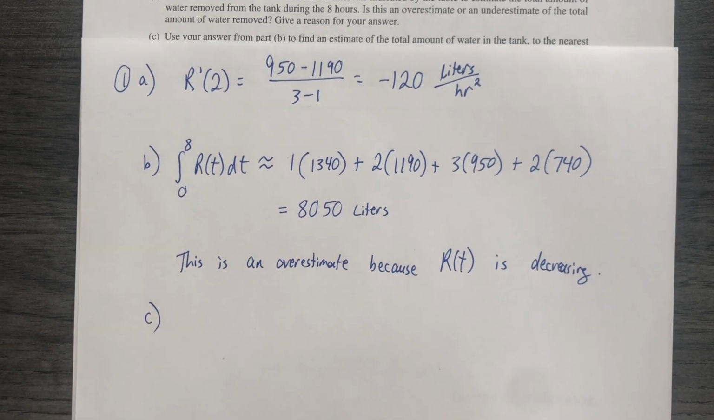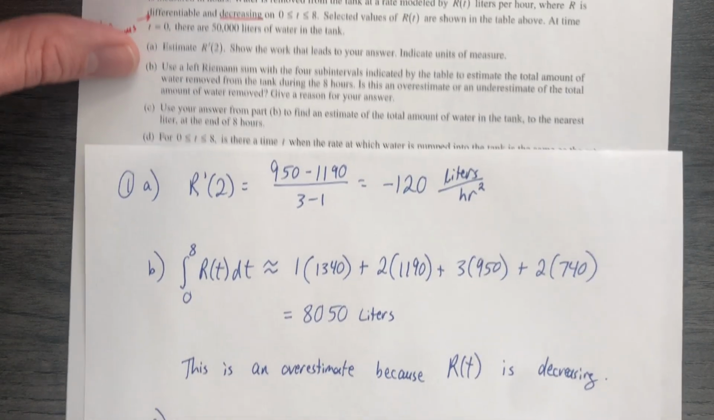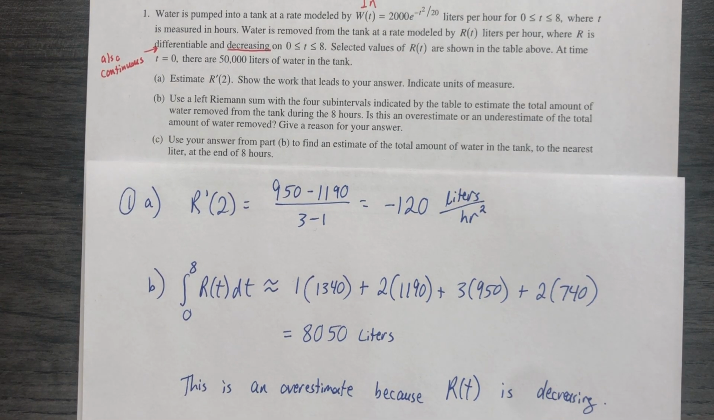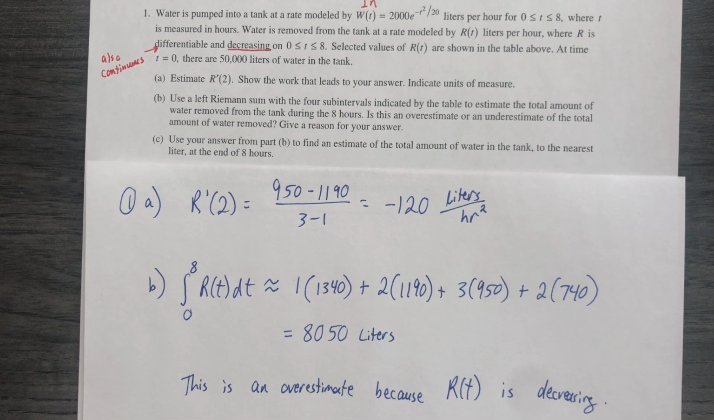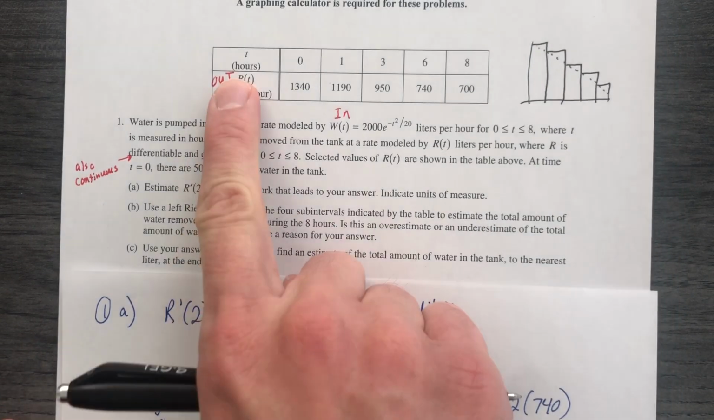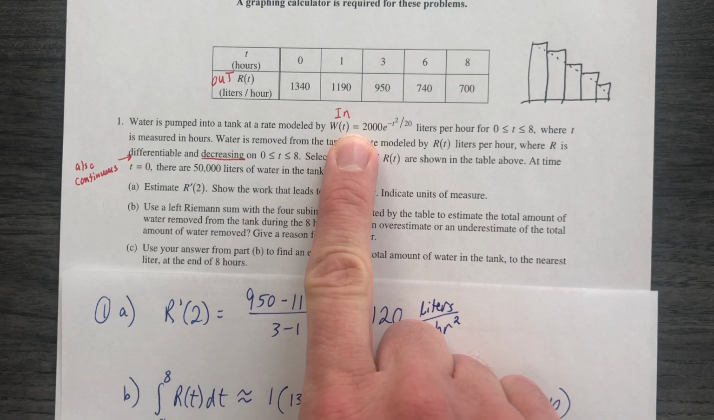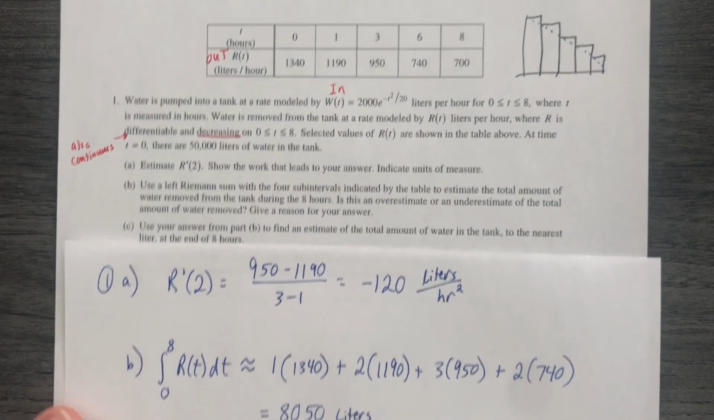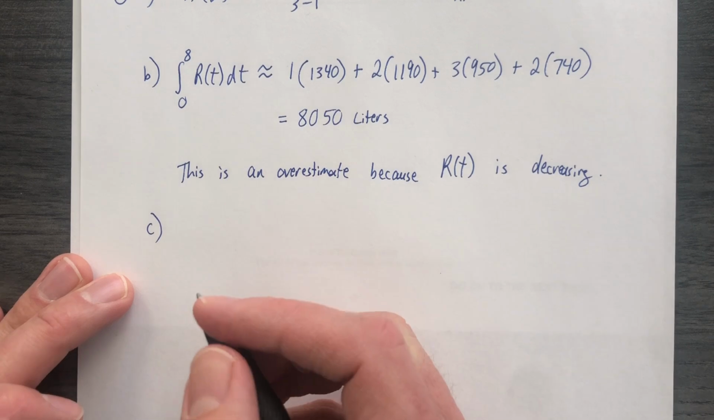Okay, let's read part C and see what we're up against. Use your answer from part B to find an estimate of the total amount of water in the tank to the nearest liter at the end of 8 hours. So we have water in a tank, and we're going to be taking water out and putting water in, and we're going to be doing this for 8 hours. There is kind of an easy setup that we can come up with here, and it's going to be this. So here's the total.